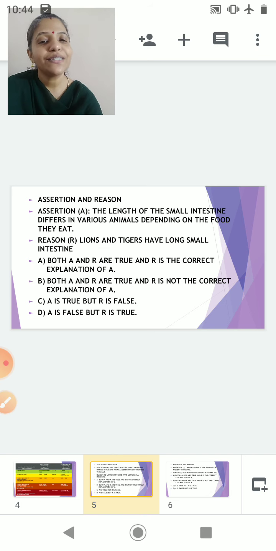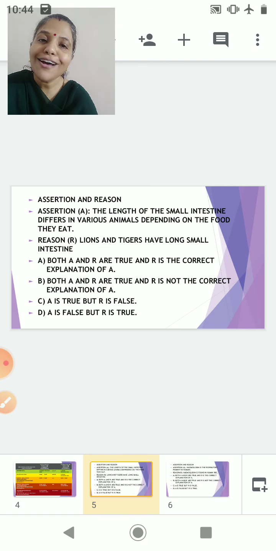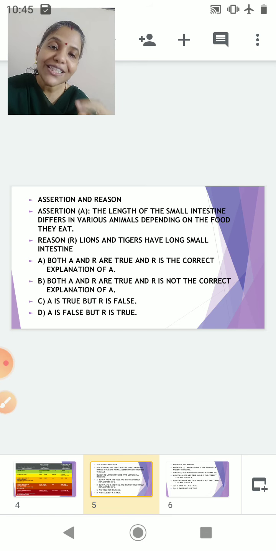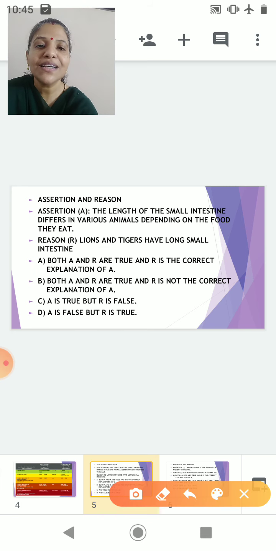Correct? So now let us try to find out the options. A option: both A and R are true. No. For us in this condition, A is true and R is false. So A option is not correct. So ignore that. Next, both A and R are true. Correct. So again you have to ignore that because for us A is true and R is false. C option, you see, A is true and R is false. So it is matching with what we are saying, that the assertion is correct and our reason is wrong. Correct or not? So A is true and R is false is the correct answer here. C is the correct answer here.